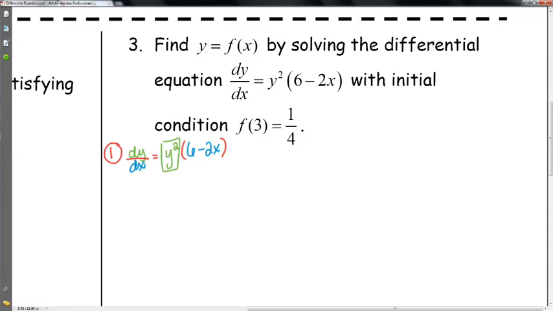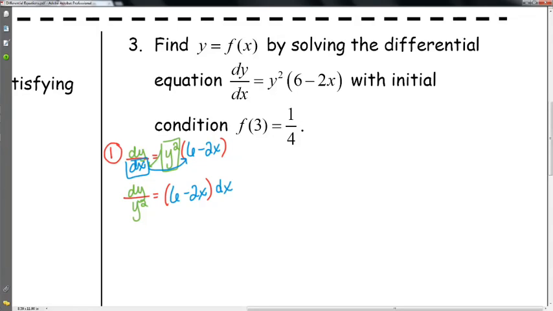Because I'm going to move my y squared underneath my dy, and I'm going to multiply through by my dx on the other side. So essentially I'm talking about cross products. So that gives me dy over y squared is equal to 6 minus 2x times dx.